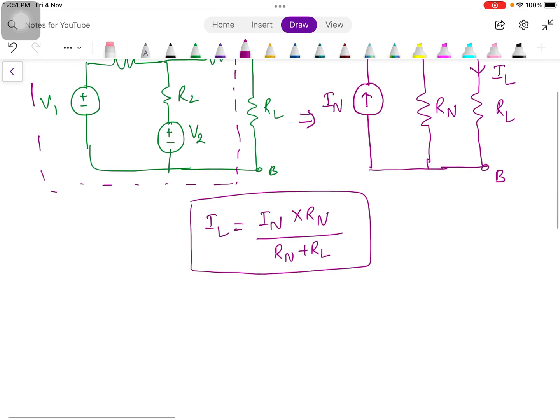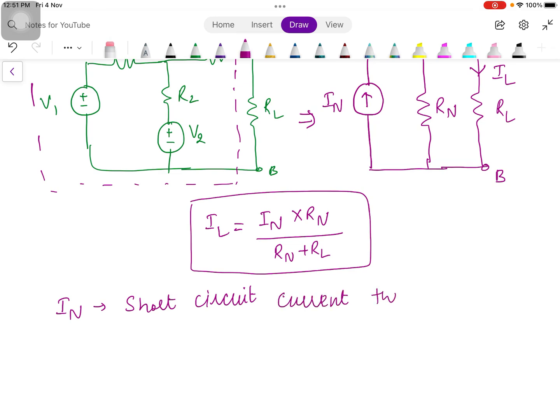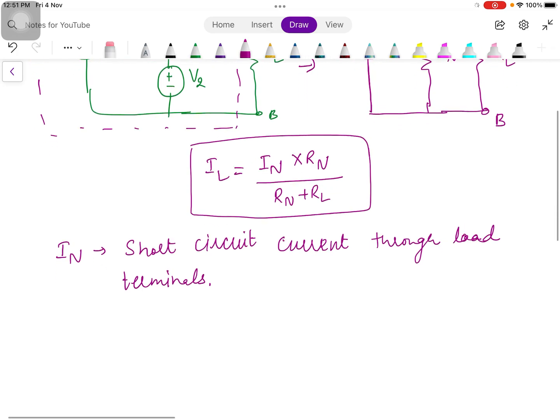So the question is, what is IN? IN is the short circuit current through the load terminals. Short circuit current through the load terminals means the load terminals are to be replaced by a short circuit, and then we will calculate what is the current through that.